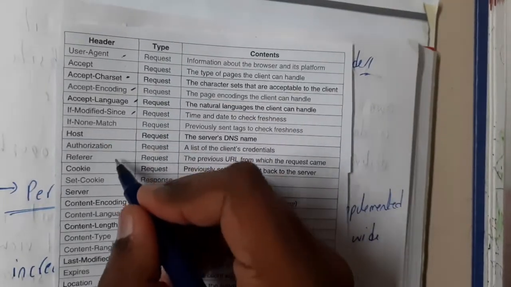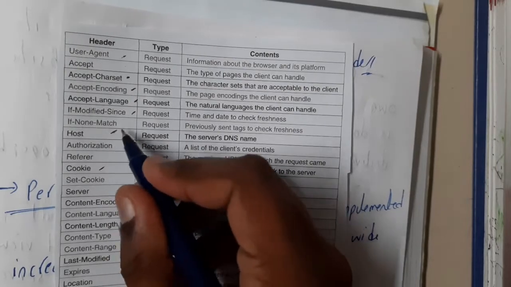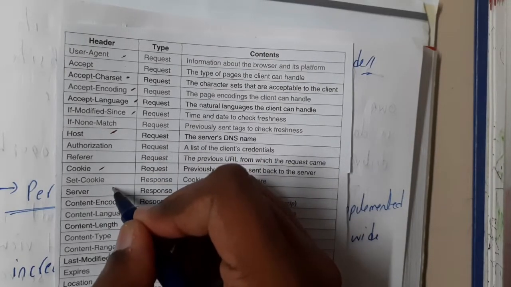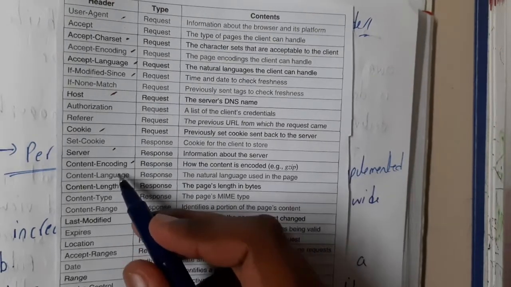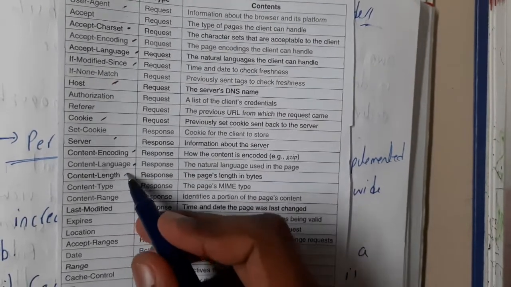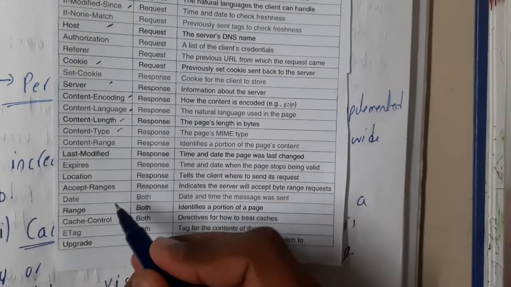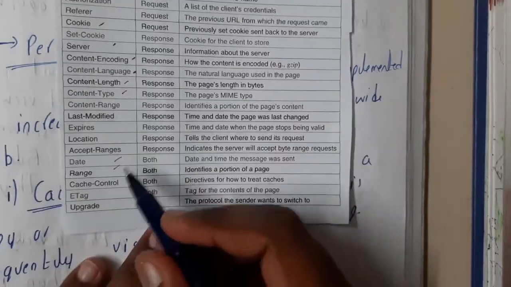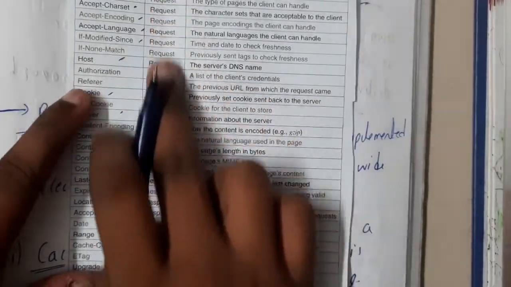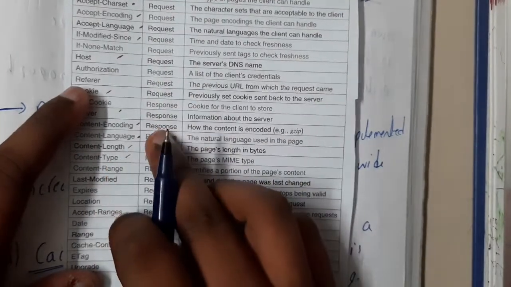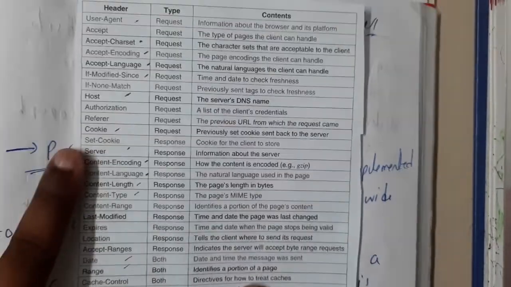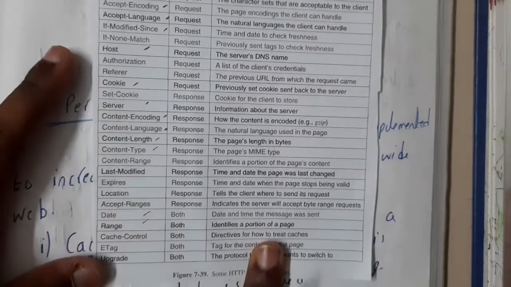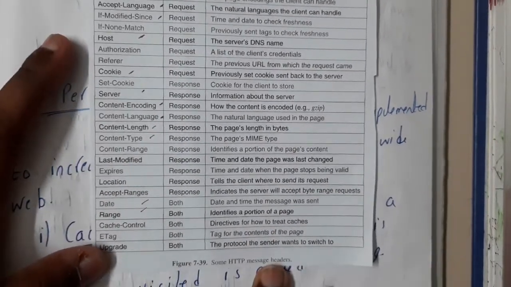Similarly, we have cookies also. We have the host address. Similarly, we have server. Similarly, we have content encoding, language, length, type. We have date, range, and multiple things, guys. Everything is given with its type, whether it is a request or a response or both. And we also gave a small explanation. I hope everyone can go through it. Please make sure that you at least go through it once.